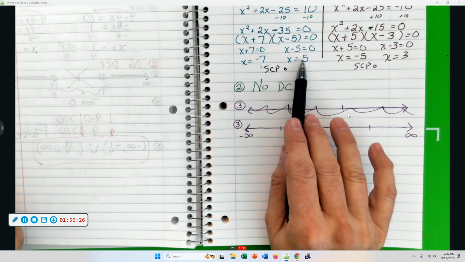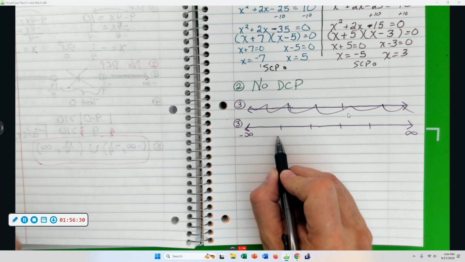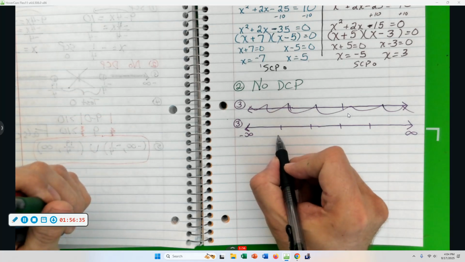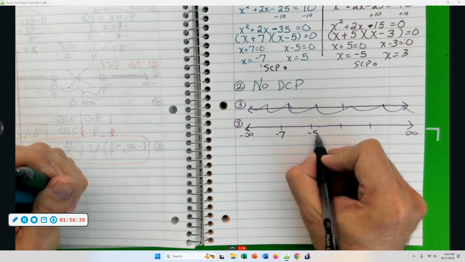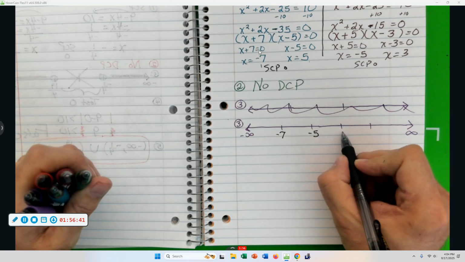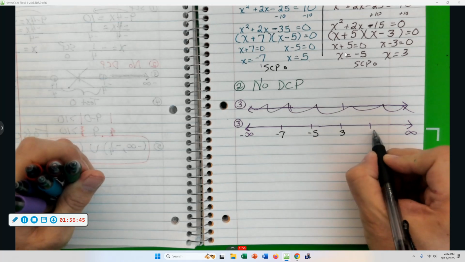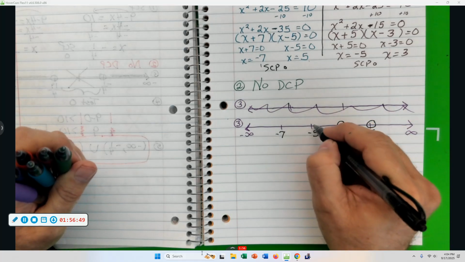So looking at these 4 cut points, I'm going to start here. Call them out in numerical order. What do I put first? -7. -7, then -5. -7, -5. And what's the next positive one? 3. Okay. And they're all open circles.